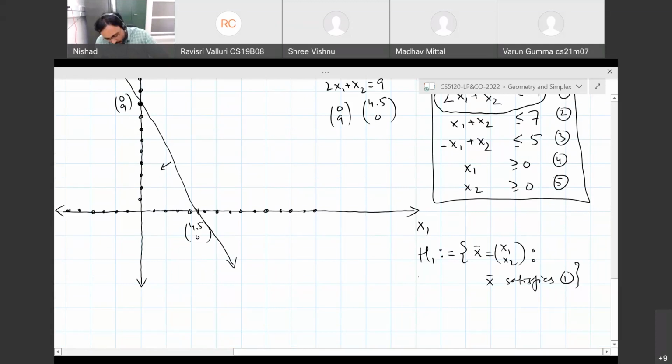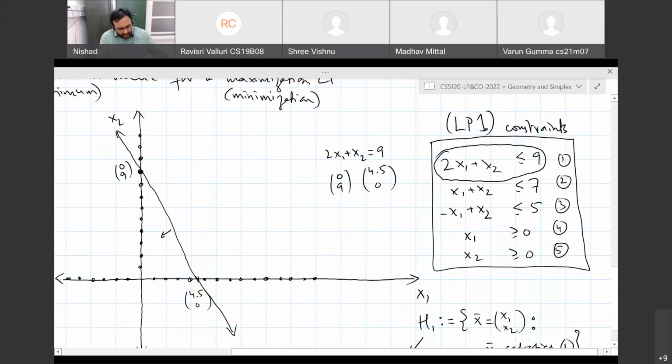And all of these points are referred to as a half space. Okay, I'll write down formal definitions later, but you get the point. In fact, yes, H1 is a half space. Let's plot the next half space. So this is the first one.